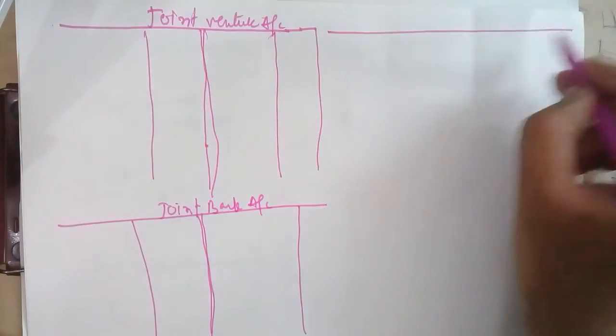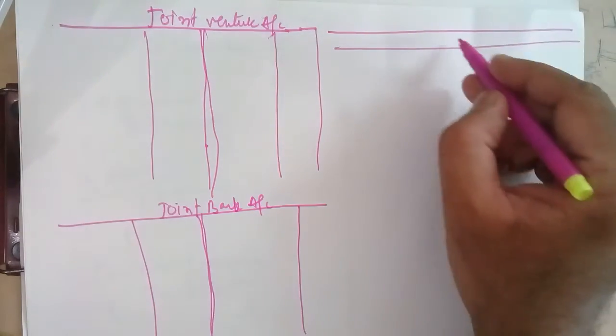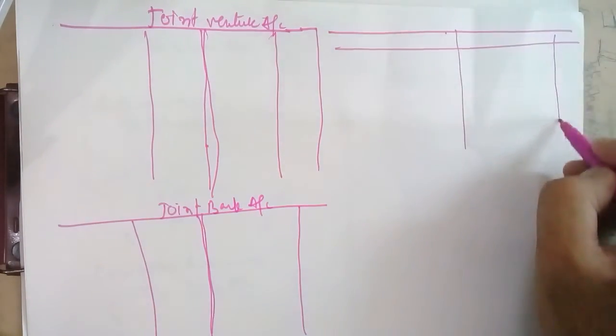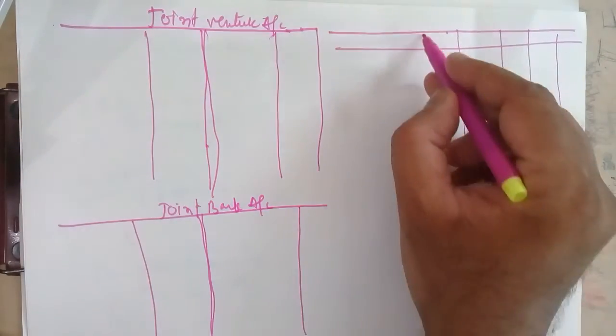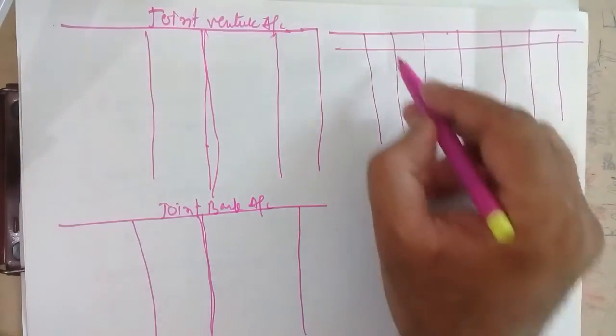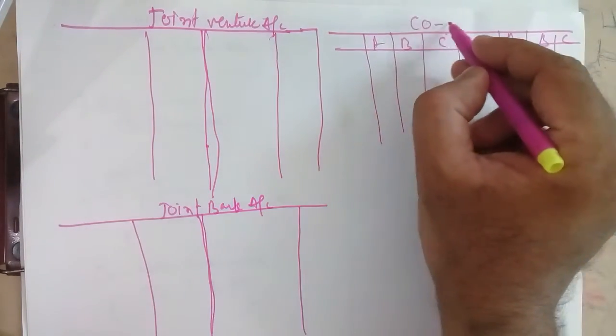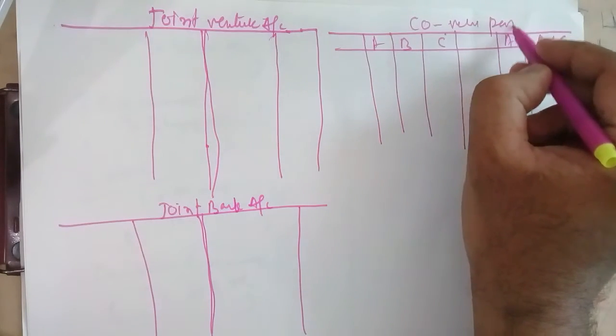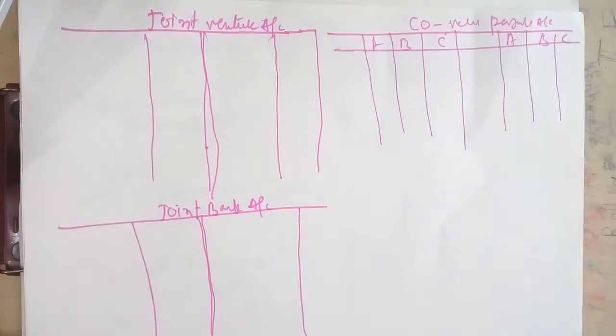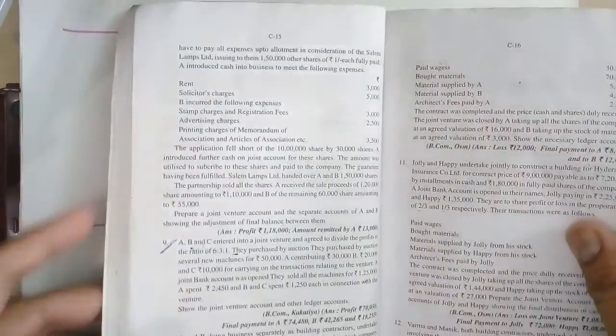Then we will prepare the co-venturers' personal account, right? A, B, C, we have three co-venturers, A, B, C, A, B, C. This is the co-venturers' personal account, right? Once the accounts are prepared, then simply the ledger posting. As I've already explained the entries, directly we'll proceed with the ledger posting.